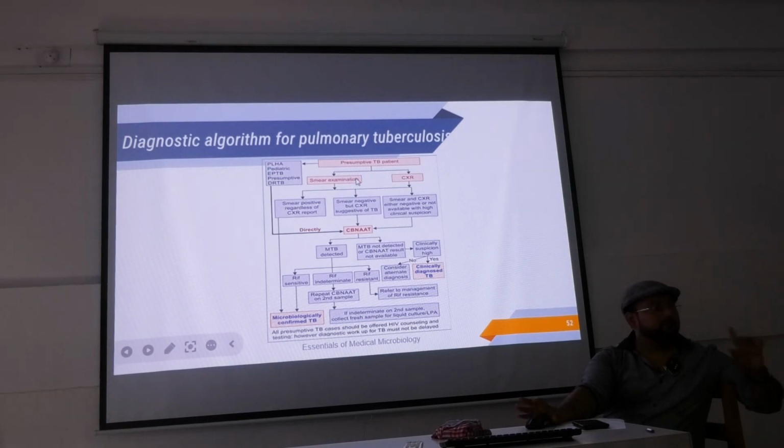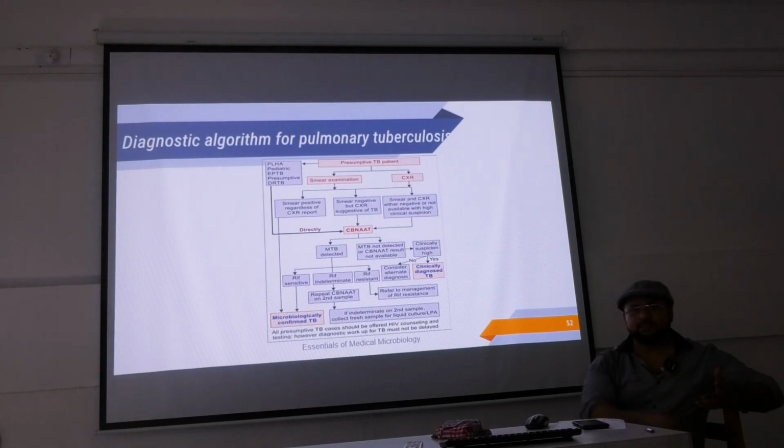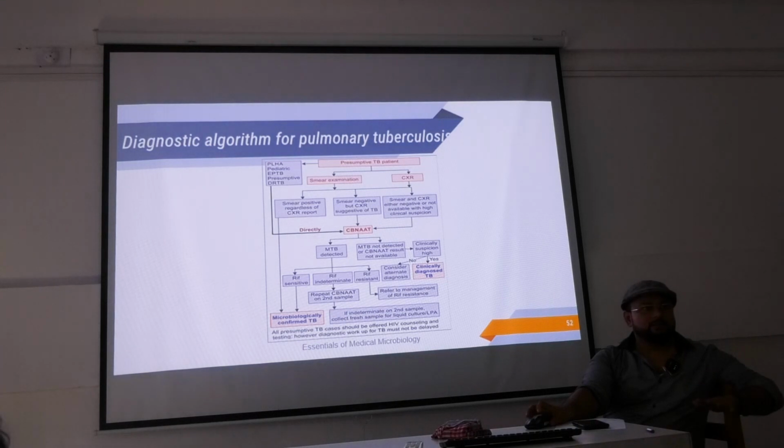Basically high suspicion, might be on X-ray, might be clinical, might be an HRCT, whatever. Then what? You will do a CBNAAT. CBNAAT is the gold standard thing nowadays.